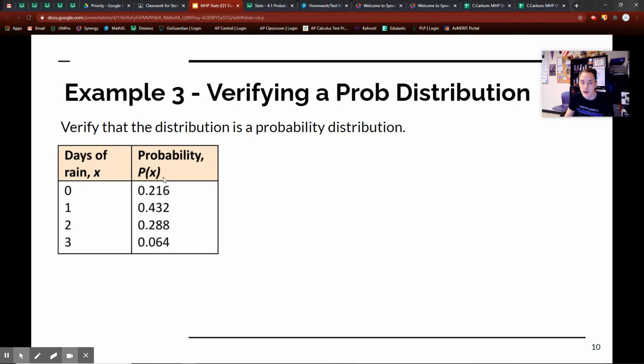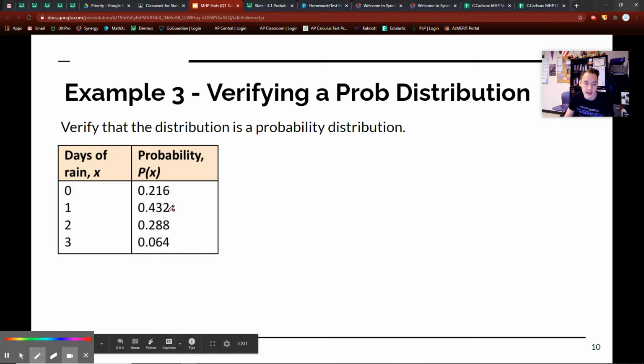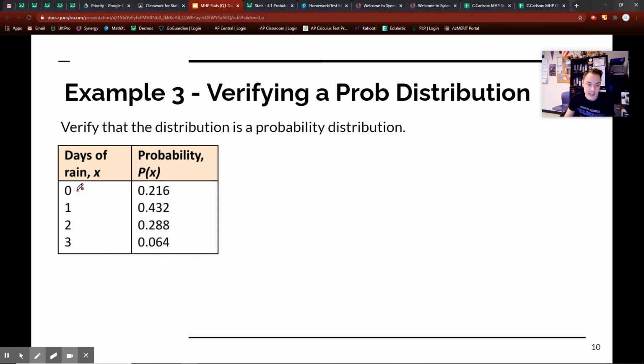So verify whether or not this is a probability distribution. So I look and see, okay, well, this is countable. Okay, 0, 1, 2, 3, that's countable. These are probabilities. Okay, great. So they're not greater than 1. They're not negative, so that's good. So it definitely fits that condition. But the next thing I would have to do is actually add my probability distribution together. That looks gross. I'm going to erase.